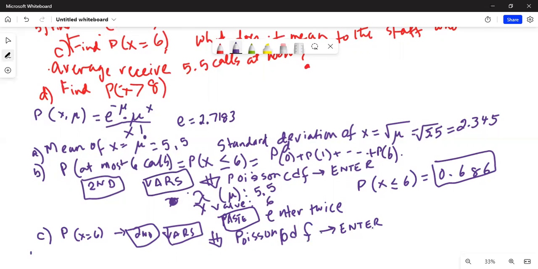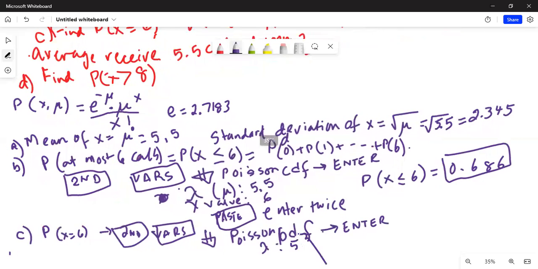Lambda again is mu basically. So lambda is equal to the mean number of calls per hour, which is 5. Oops, sorry about that. Let me take care of that.